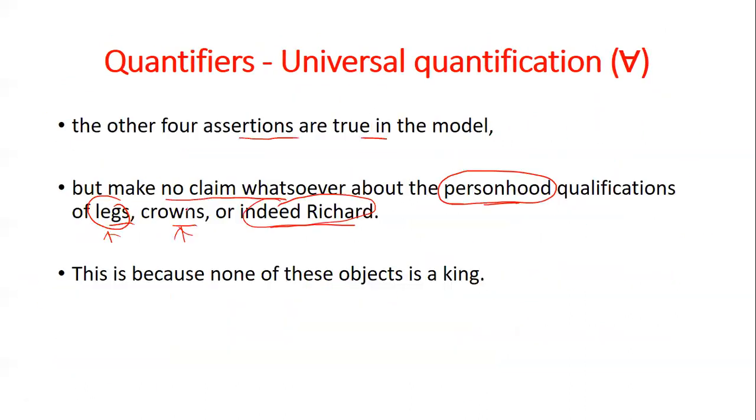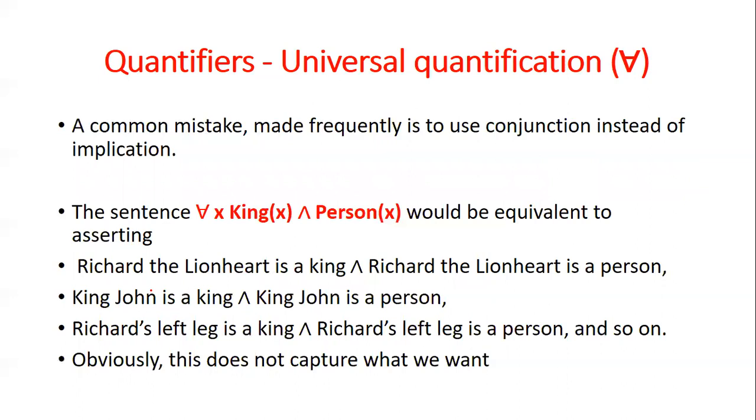So they do not claim anything about the personhood qualifications of the leg, crown, or Richard. Why? Because none of these objects is a king, right? Fine.